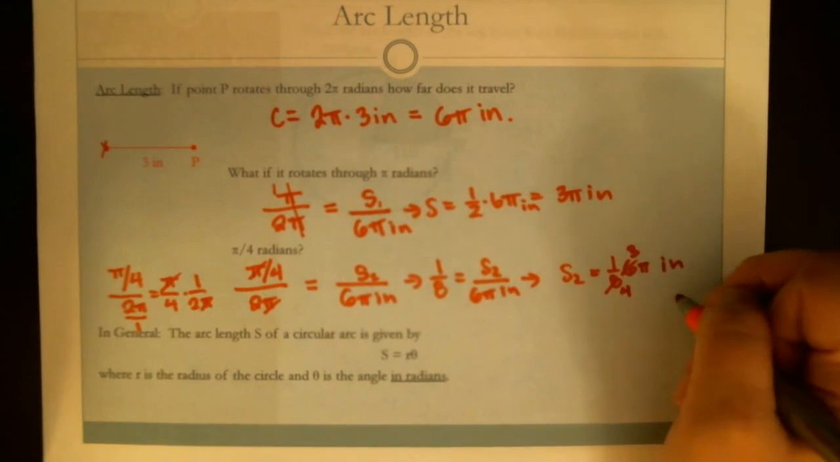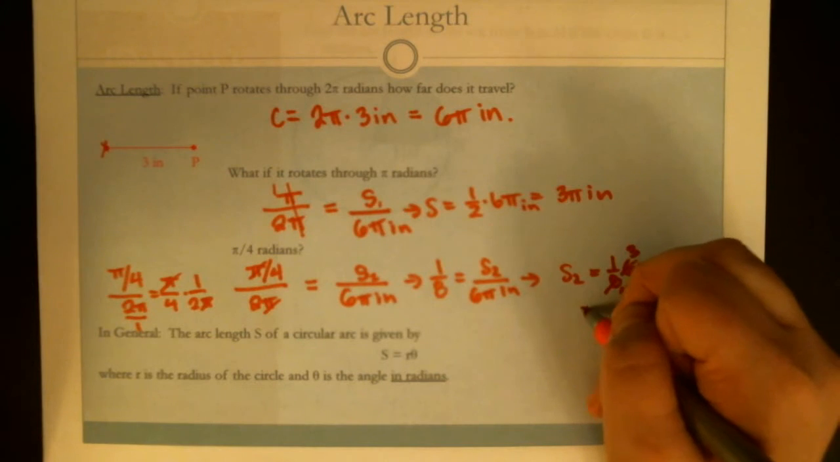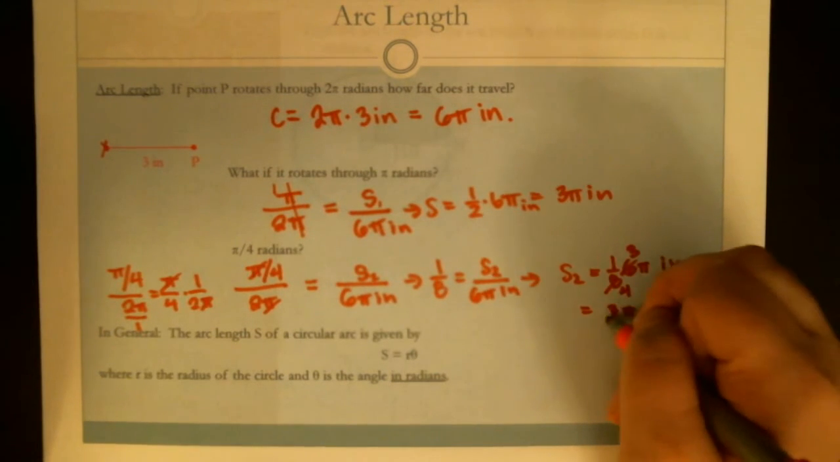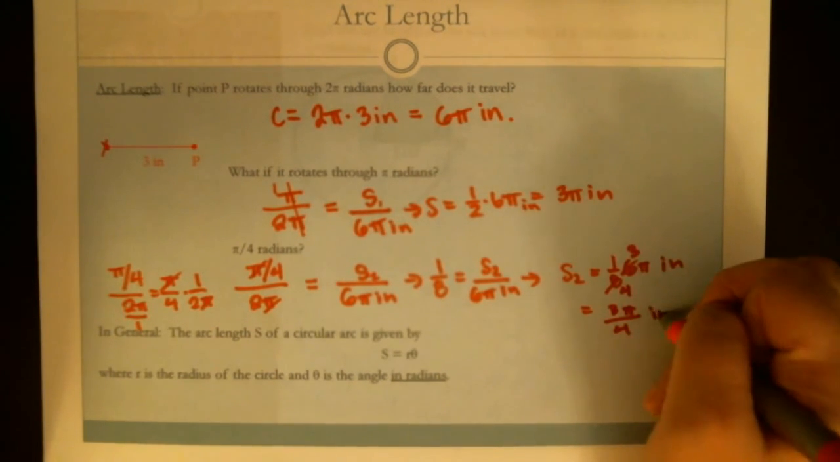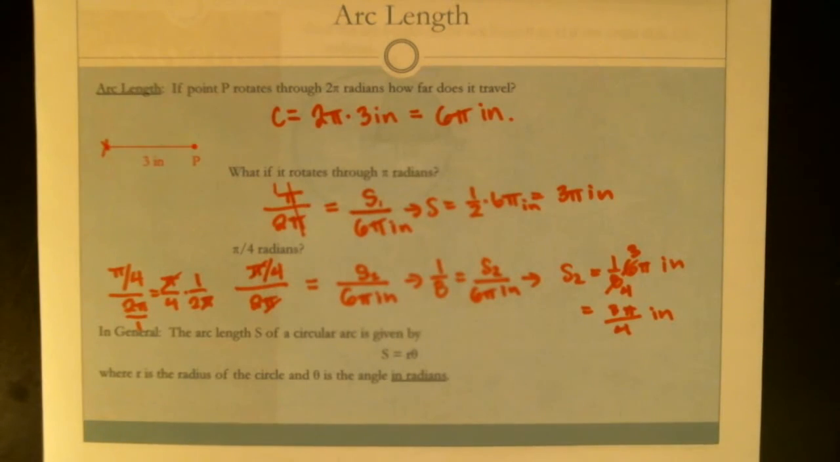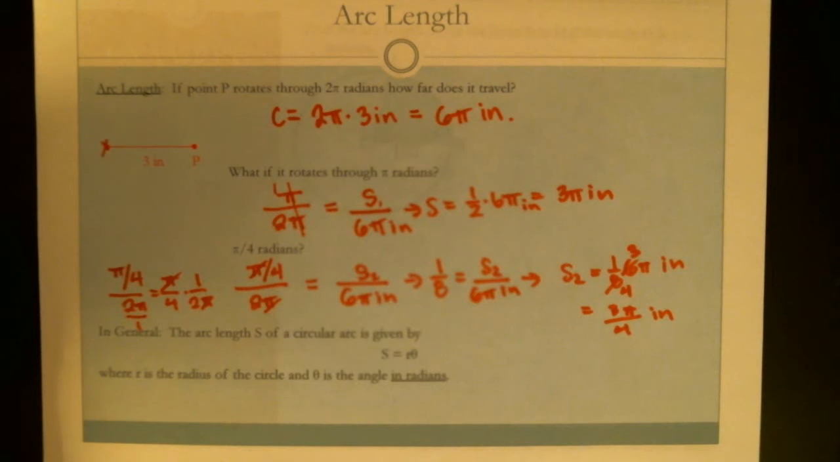So we get 3 pi over 4 inches, or 3/4 pi. That's exactly the same thing, and I hope you'll get really comfortable and good at switching back and forth between 3 pi over 4 and 3/4 pi.